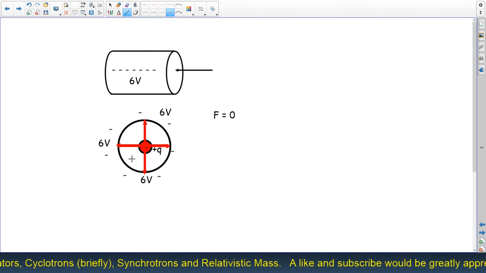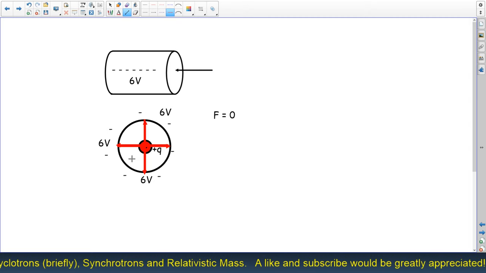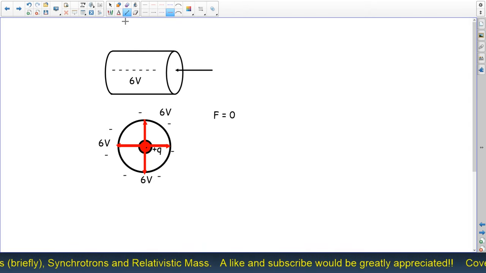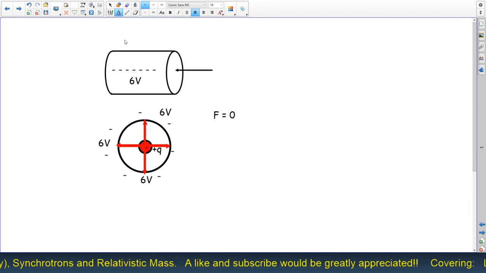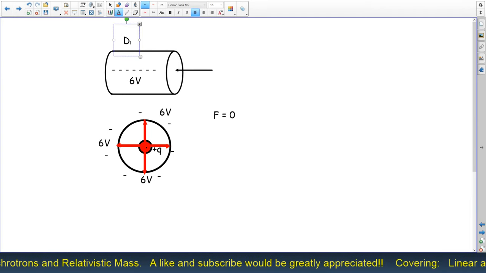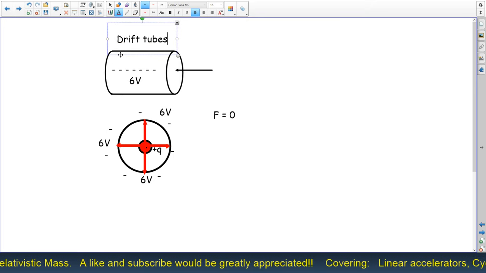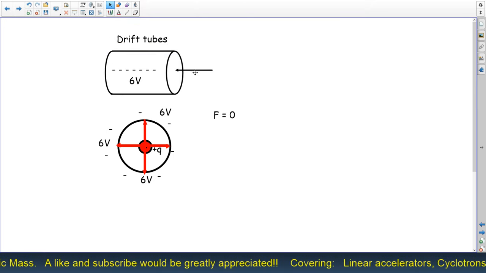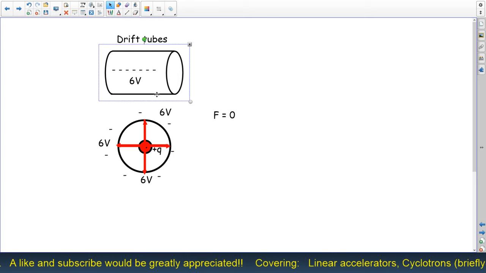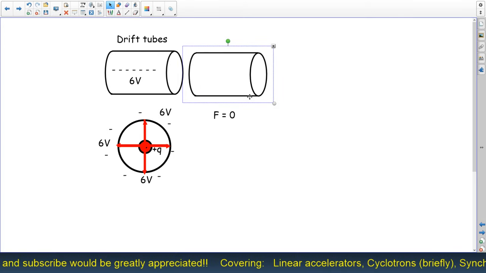There's no potential difference, and therefore there is no acceleration in any given direction. Again, my particle just drifts through. And these are called, therefore, drift tubes. Simple. Okay. They drift along here, and then when they come out the other side, they accelerate across the gap.